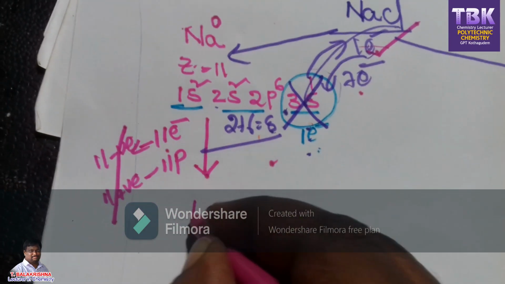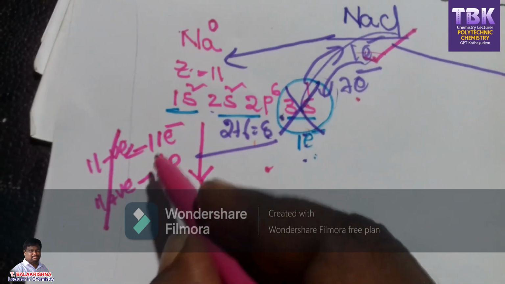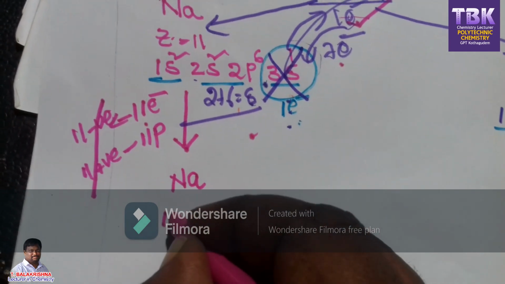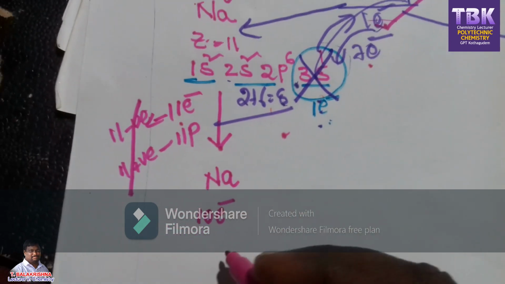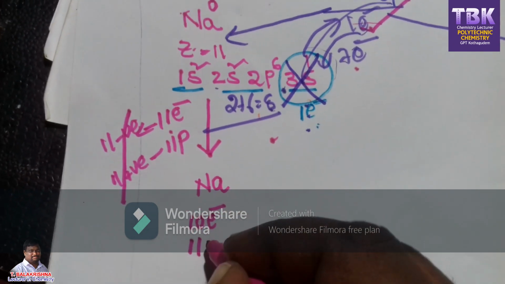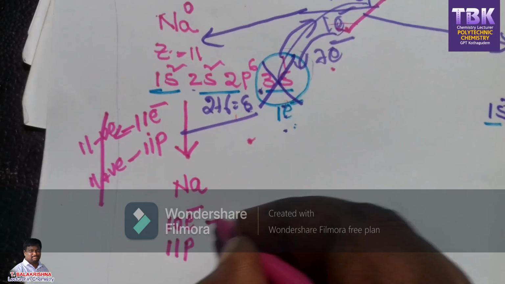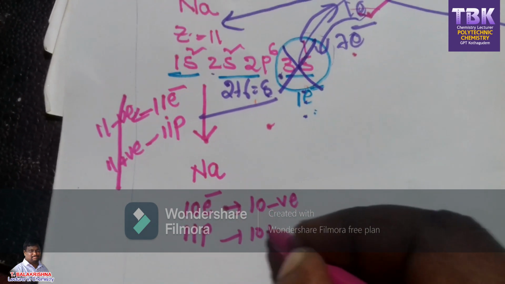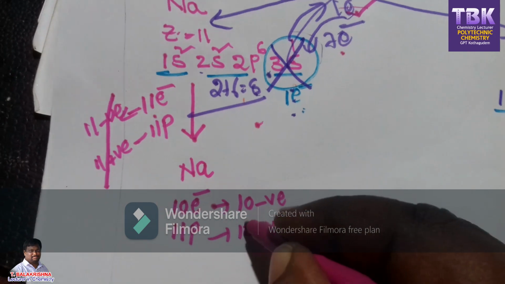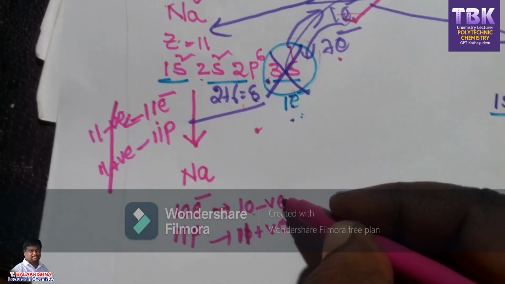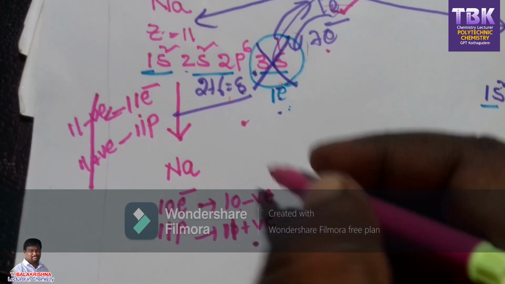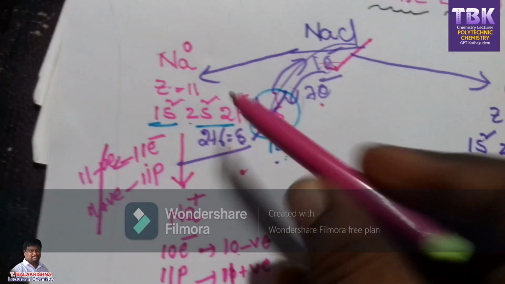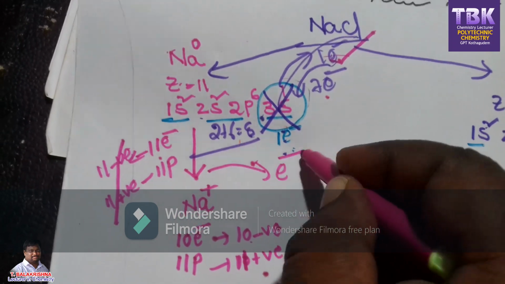So here sodium loses 1 electron. Before losing the electron, how many electrons? It has 11 electrons. When it loses the electron, how many electrons? It has 10 electrons. Is it clear? How many protons? There is no change in the number of protons. So 10 electrons means 10 units of negative charge, and here 11 units of positive charge. The 10 units of negative charge are neutralized by 10 units of positive charge, and it has an extra positive charge, which is called Na plus. So sodium loses one electron and is converted into Na plus.